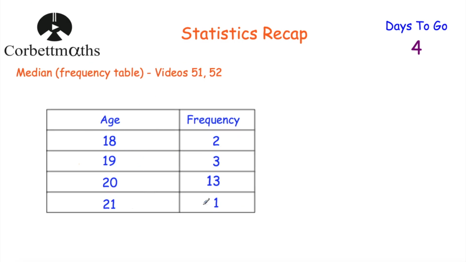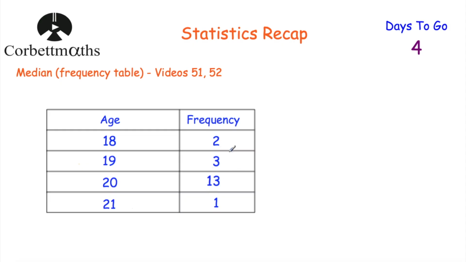Okay, next, the median from a frequency table. So if you've got a frequency table like this and you want to find the median, one approach is to list them all out if you really wanted to and you've got time. So here you could say, well, 2 people are 18 years old. Then you could say there's 3 people that are 19 years old and so on. And you can list them all out that way, write them all down and then find the median, cross them all off and find the middle one if you wanted to.